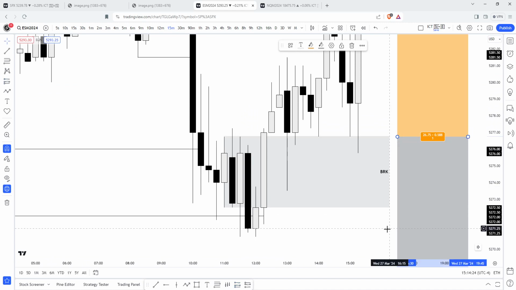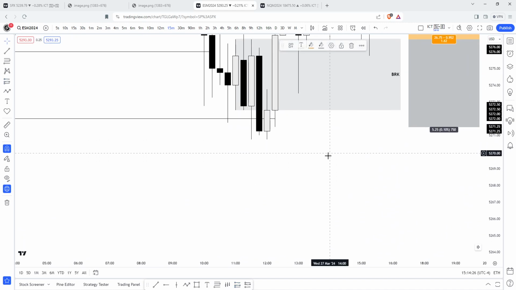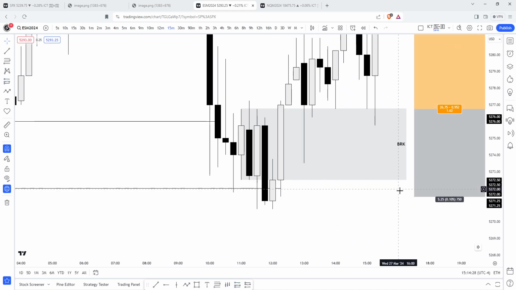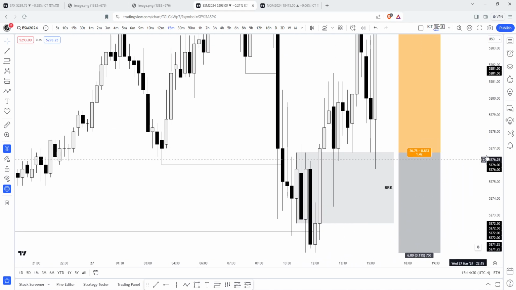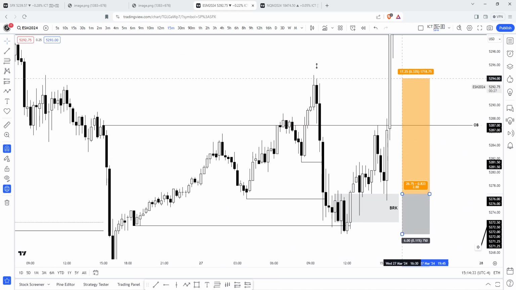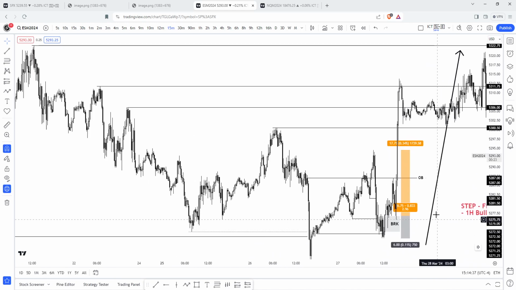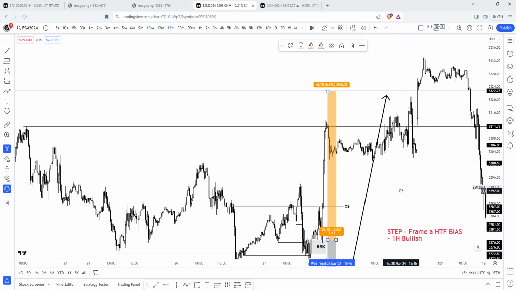As soon as it does that, your stop could be beneath candle number 2 with the fair value gap right here, or beneath here. And where am I going to be targeting now? Well, I could target this previous high, which puts you at about a 3R trade, or I could hold for the higher time frame bias target, which puts you at about a 7R trade.